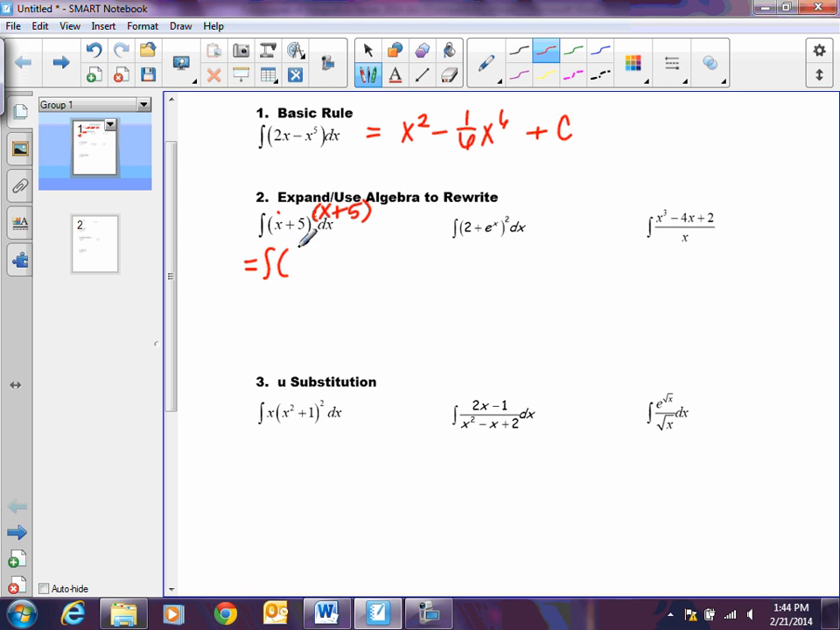All right, so when you multiply this by itself, x times x is x squared. The outside would be 5x. The inside would be 5x, so we'd get 10x. And then plus 25 dx.